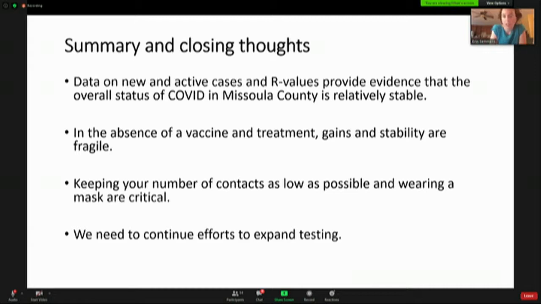We do not need to look beyond our own state to know that that is the case. We still need to keep our number of contacts as low as we can and keep wearing our masks. And finally, so that we can effectively implement the contact tracing and isolation of cases, these are the cornerstones of the public health response during a pandemic. It is critical to continue the efforts that we know many are making to expand testing in Missoula and in our state. And with that, thank you for listening, and we're happy to take your questions.